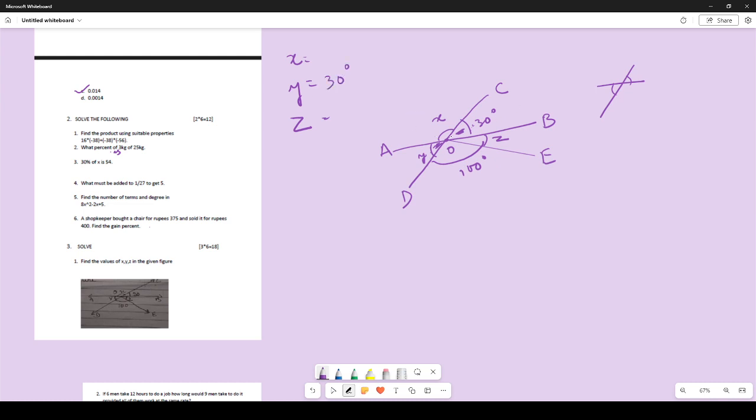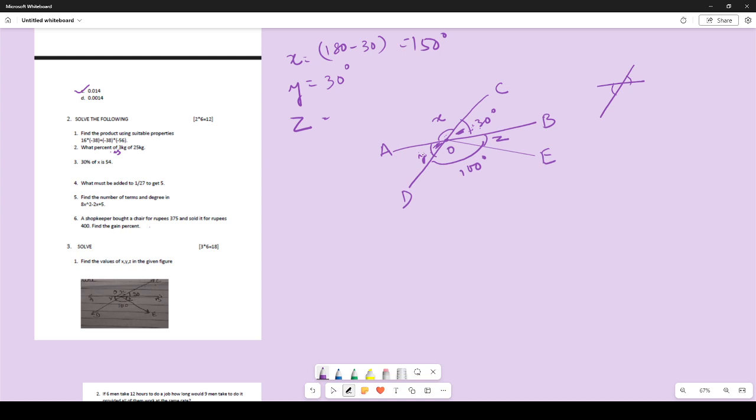Now for X, this X and 30 degrees together form a linear pair, remember? So what is the sum of the linear pair? A linear pair is made up of 180 degrees. The sum of both angles is 180 degrees. So if one of the angles is 30 degrees, that means X would be 180 minus 30, that is equal to 150 degrees, right? So we get X, we get Y, and now what about Z?